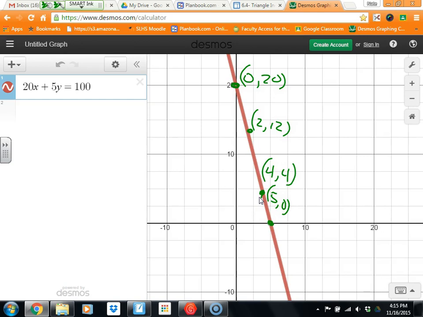So, 4 different combinations. I can give my dog 0 nights and 20 treats, 2 nights at the kennel and 12 treats, 4 nights and 4 treats, or he's just going to stay 5 nights and get 0 treats. Poor dog. So that's how we can use a graph in standard form. Sometimes it's beneficial written in that form because we can find the intercepts, create a graph, and find the solutions that we need.